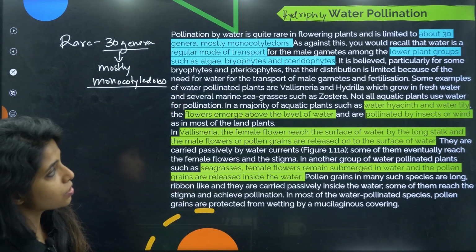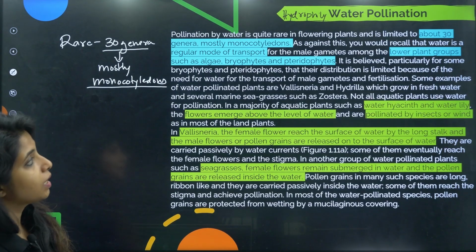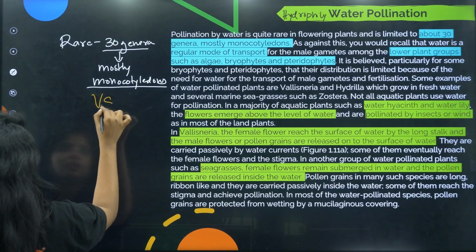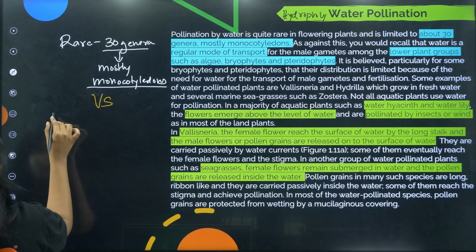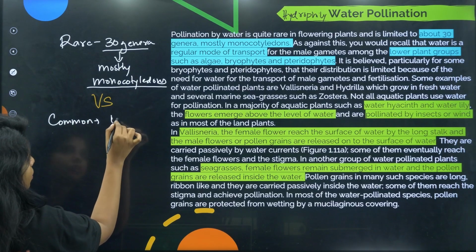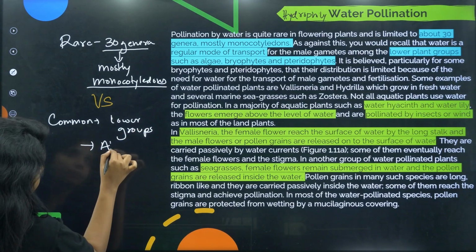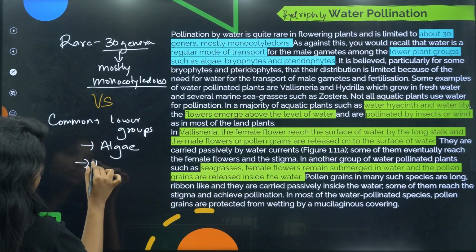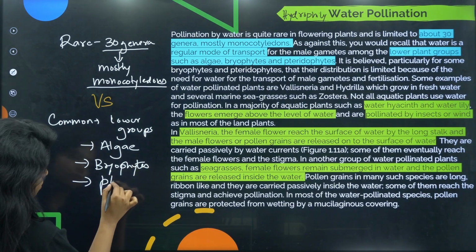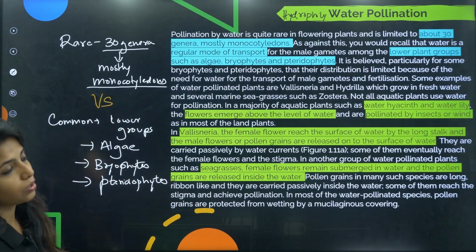As against this, you would recall that water is the regular mode of transport among the lower plant groups such as algae, bryophytes and pteridophytes. Now, something that is opposite over here. So, we can say rare versus something that is very much common. Water pollination is common in lower groups such as algae, bryophytes and pteridophytes. So, this versus this, you can remember like that.